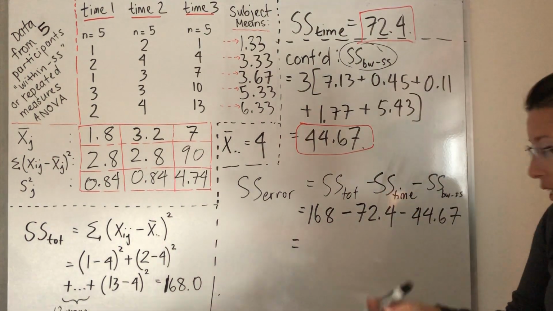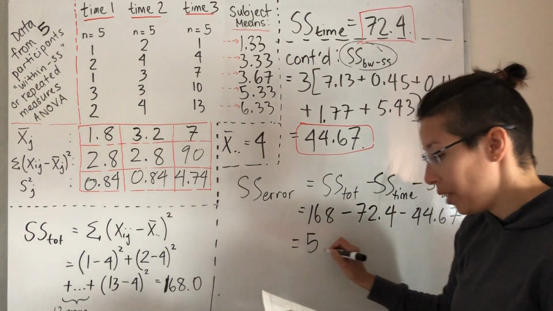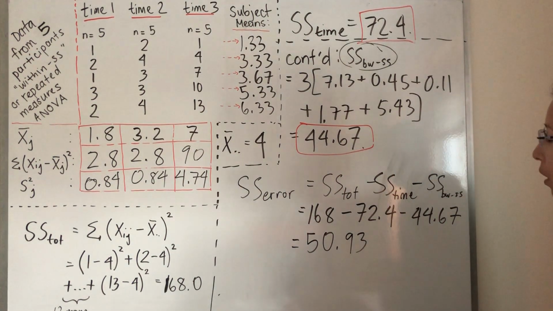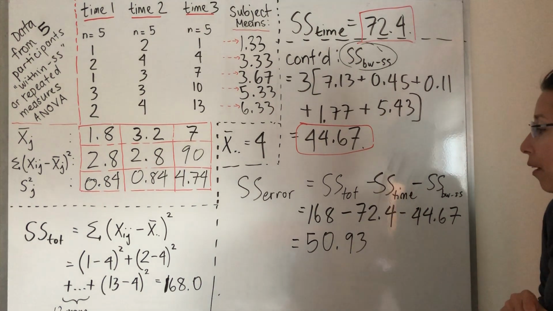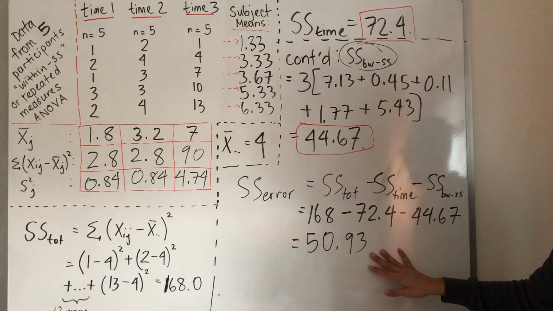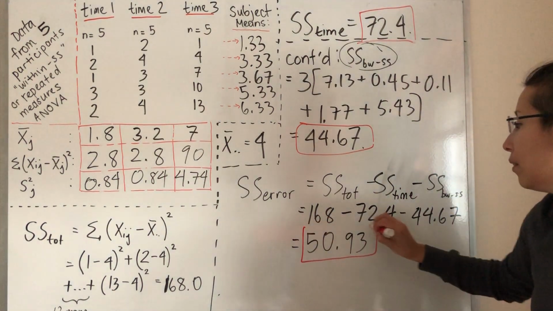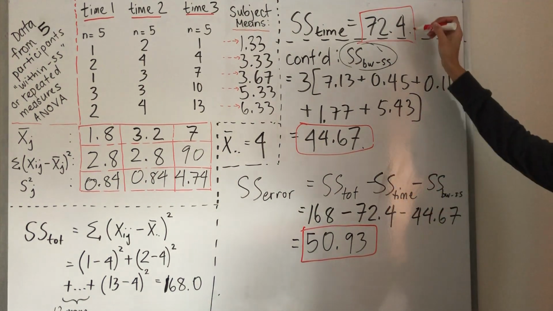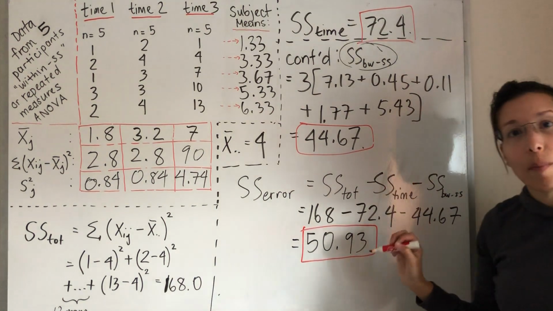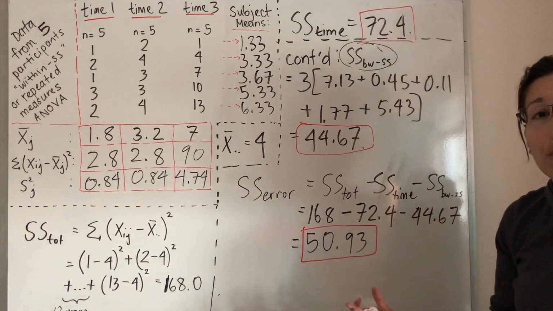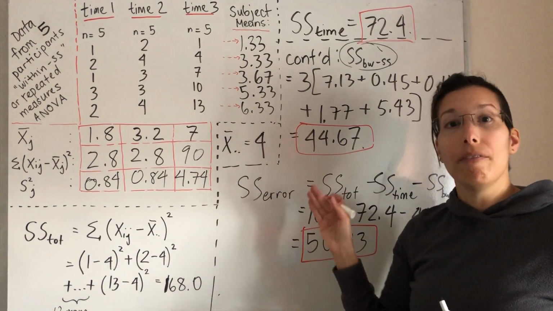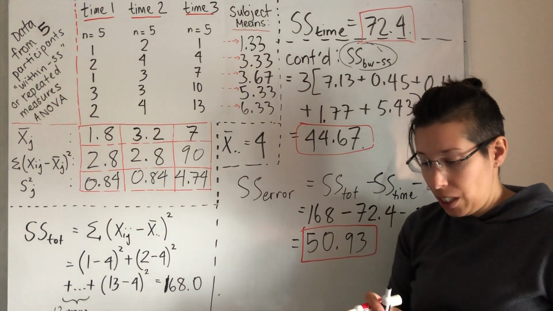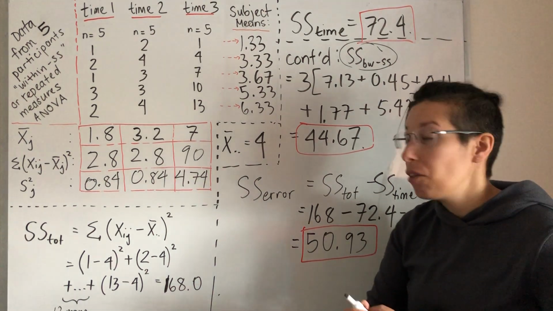So when we do this computation, I get 50.93. I don't know what you guys get. Maybe I made a typo, but this is the process, regardless of whether we made a tiny typo. So we have our SS error, and we have our SS effect, called SS time, and those are the two sums of squares that we are going to use to get our mean squared time, or mean squared effect, and our mean squared error. And then we'll be able to do some fancy division and get our F statistic for this repeated measures design.